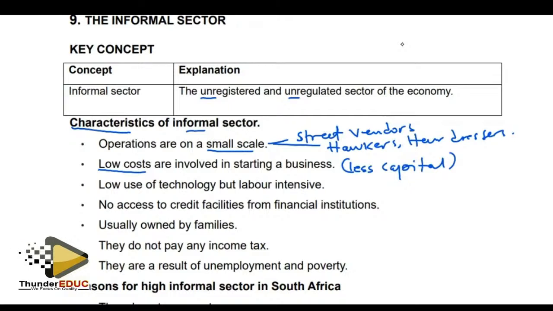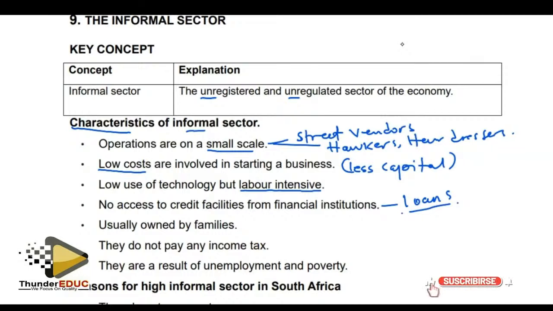They don't use much technology, but at times they inject a little more capital, or they need more workers in that particular field. No access to credit facilities from financial institutions. So this becomes a challenge to informal businesses, whereby you don't have access to loans, because these financial institutions are scared to lend money to informal businesses due to security reasons.